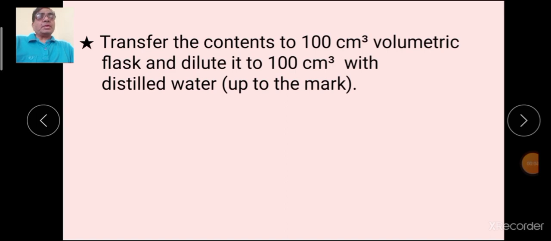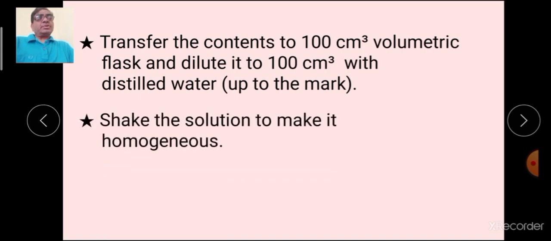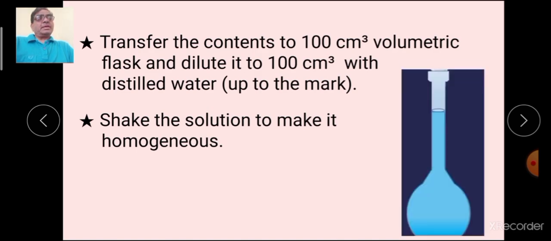Now transfer the contents of the beaker to a 100 cm volumetric flask and dilute it to 100 cubic centimeter with distilled water, that is up to the mark. Shake the solution to make it homogeneous. Here this is the dilution flask and here the mark of dilution up to 100 ml, and shake the solution to make it homogeneous.